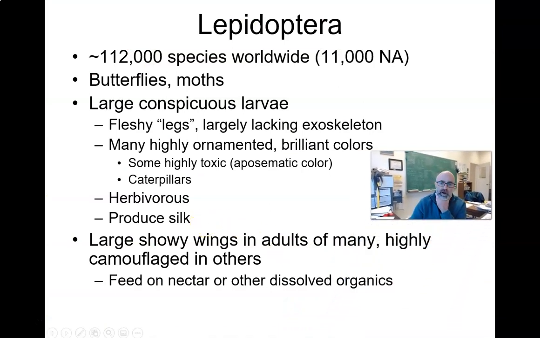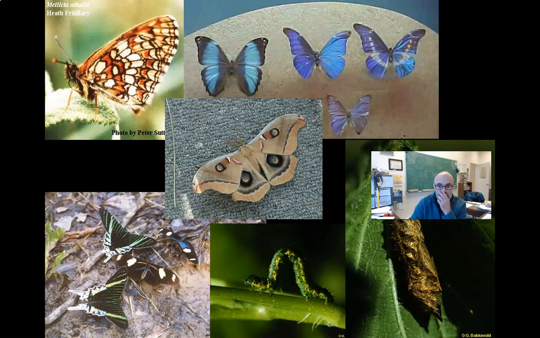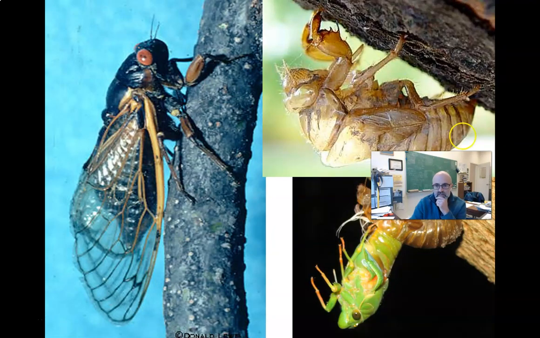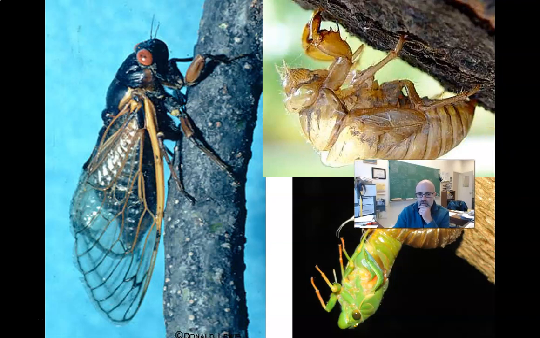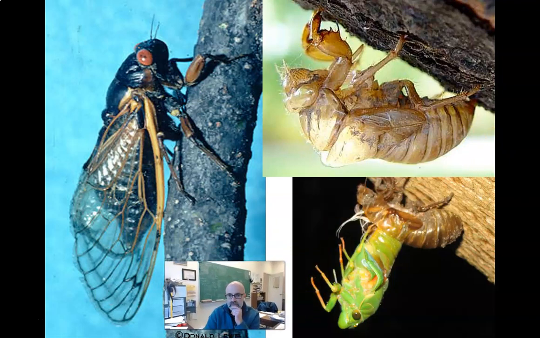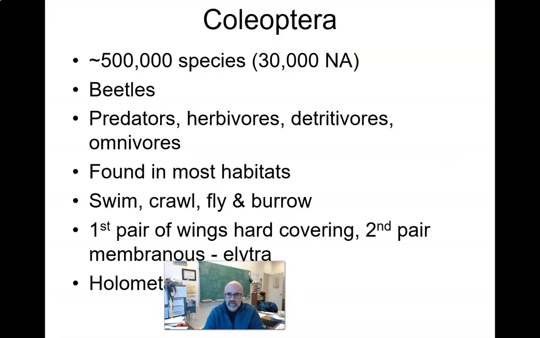Lepidopterans. These are the butterflies and moths. Lots and lots, more than 112,000 species. Right? Amazing diversity in this group. Here are our cicadas. They're, I believe, in Homoptera. They live underground as larvae and eat the sap of tree roots. As adults, they don't eat anything. They're there for sex, and food would just get in the way.